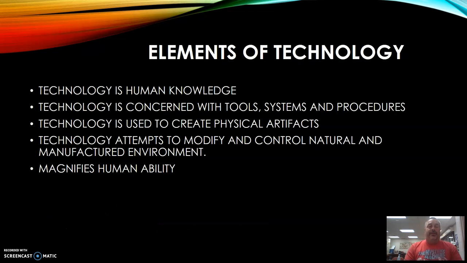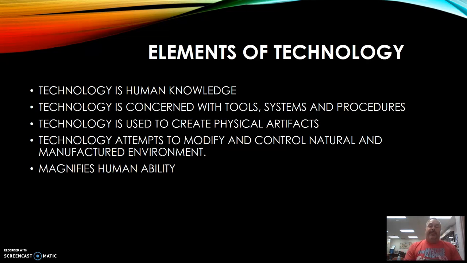Elements of technology. Technology is human knowledge. Technology is concerned with tools, systems, and procedures. Technology is used to create physical artifacts. And when we talk about physical artifacts, we're talking about building something, a product. That's what artifact stands for. It's a concrete piece. Technology attempts to modify and control natural and manufactured environment.